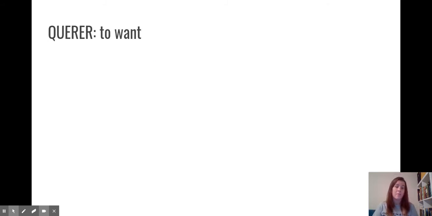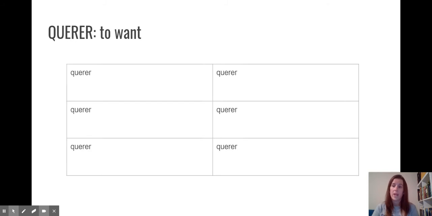Let's take a look at another verb. This verb is querer, which means to want. Querer is an E to IE stem-changing verb. Let's take our first step. We have querer here. What is the correct ending for the tú form? What is the correct ending for the ellos form?